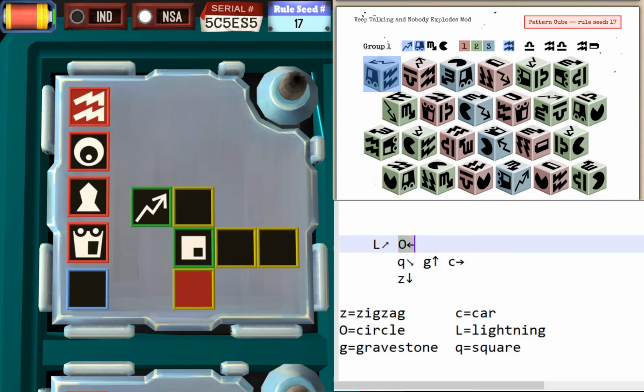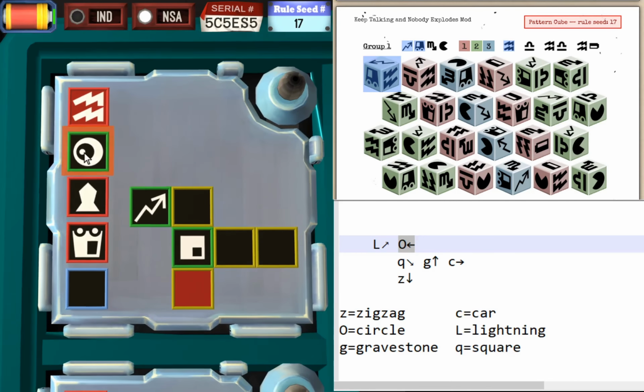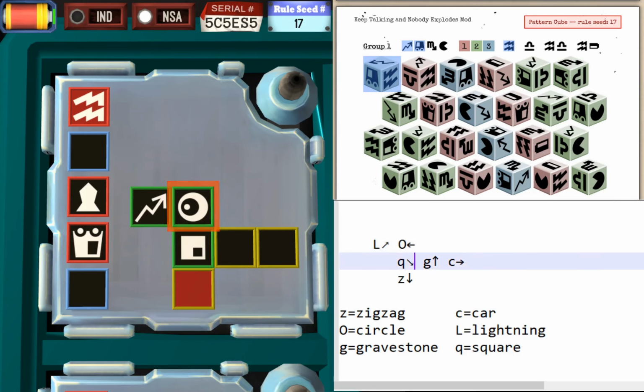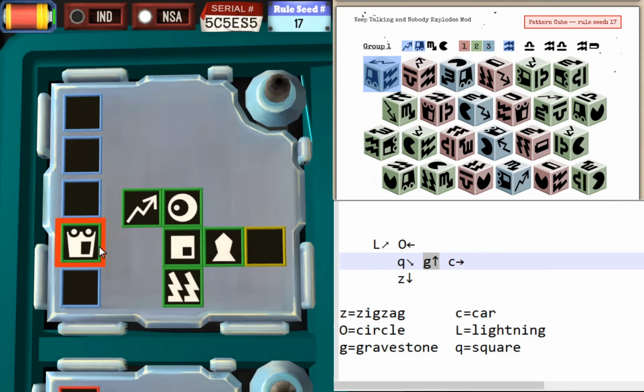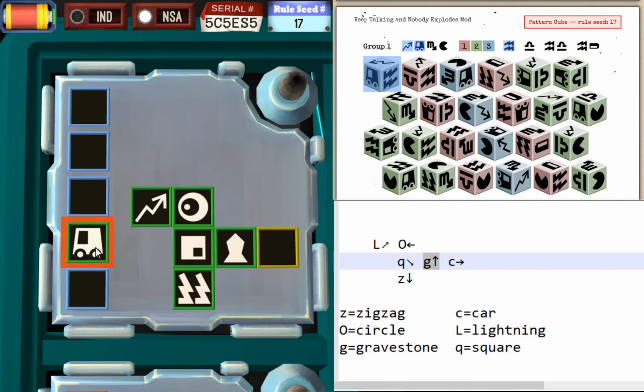In Bravo 1, we have the circle with the dot on the left, like this. In Bravo 3, the zigzag with the flat side on the bottom. The gravestone pointing up, or normally oriented, and finally the car with the top facing to the right. And once again, that is a solved module.